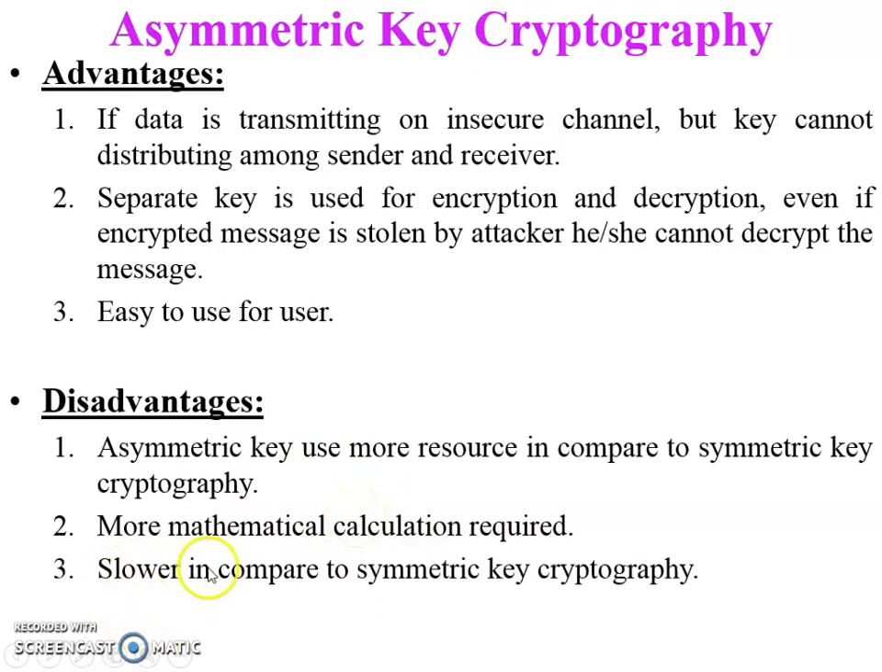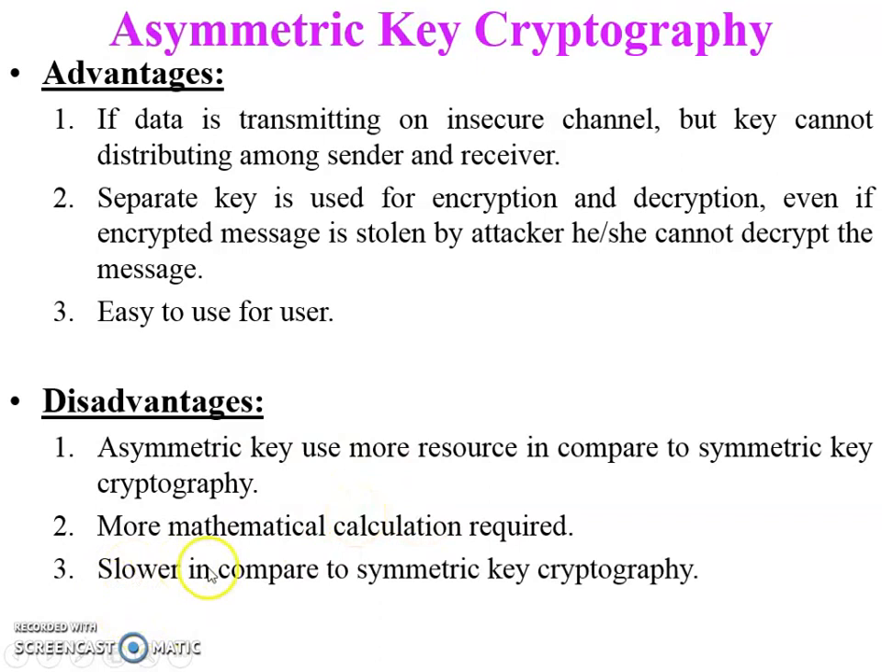For example, a famous example of asymmetric key cryptography is the RSA algorithm, Rivest, Shamir and Adleman, and the Diffie-Hellman key exchange algorithm. These are the famous algorithms of asymmetric key cryptography.